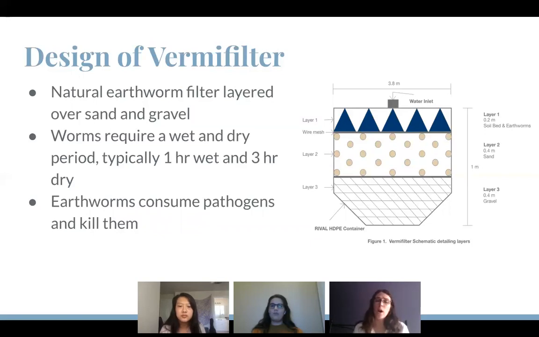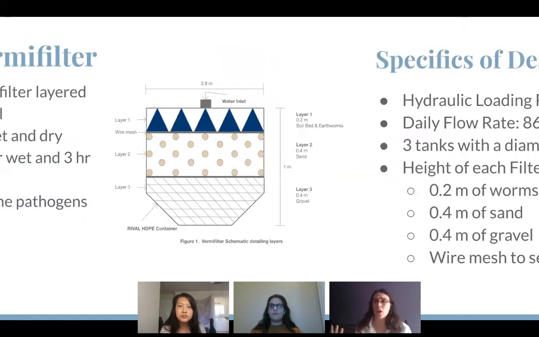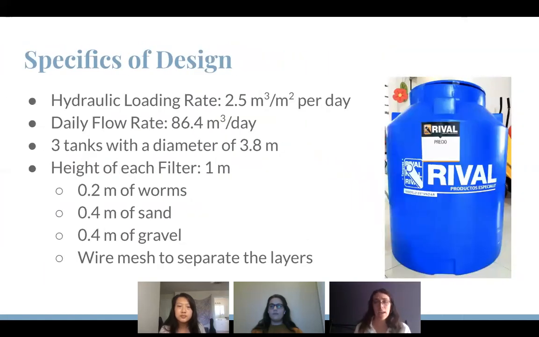So the worms require a wet and dry period for the water, typically about 1 hour of applied effluent and then 3 hours dry. This is to avoid drowning the worms and to make sure the worms can actually efficiently remove the pathogens and impurities from the water. So the earthworms actually consume pathogens and kill them that way. And they also secrete a mucus, which kind of traps bacteria and coliforms and helps to kill them as well.